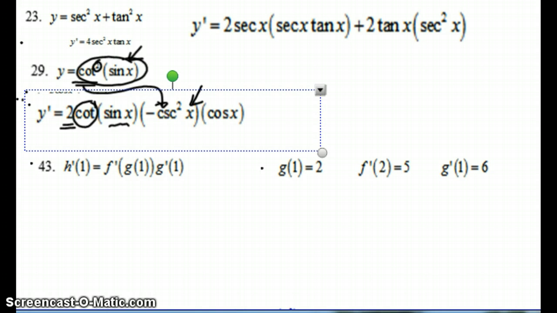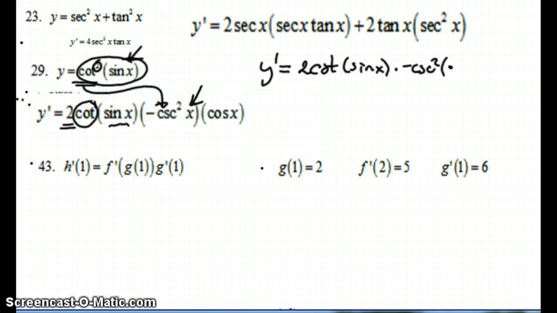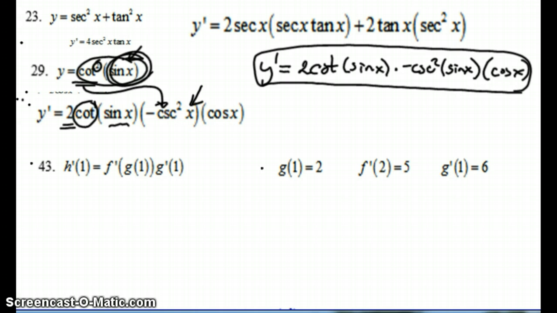So let's fix this. Y prime should be 2 cotangents to the first power of sine x times the derivative of cotangent, which is negative cosecant squared, but my input here has to be the same as my input was for cotangent. So sine. Okay, now I take the derivative of what was in the cotangent squared, and that's cosine. There's my final answer.